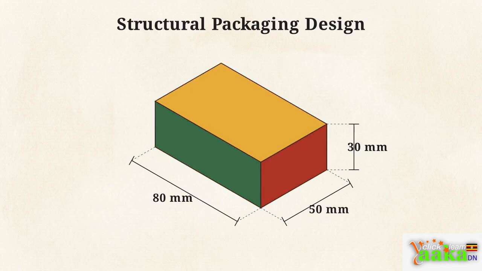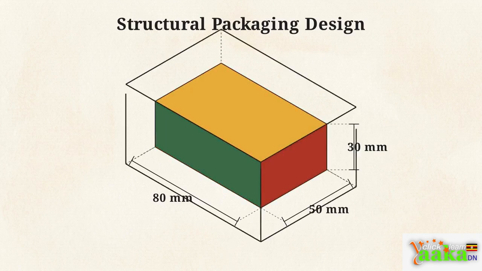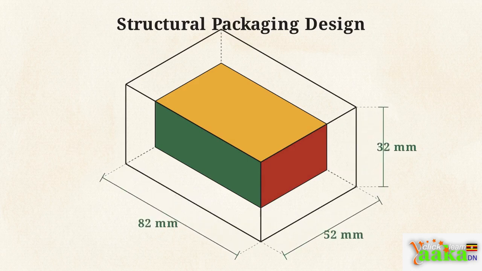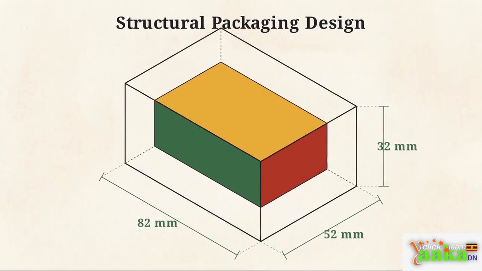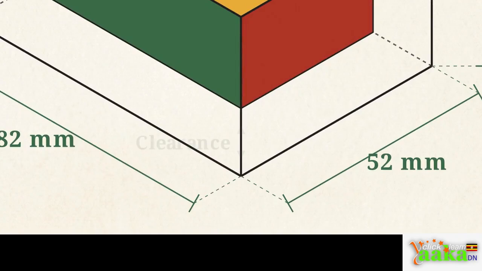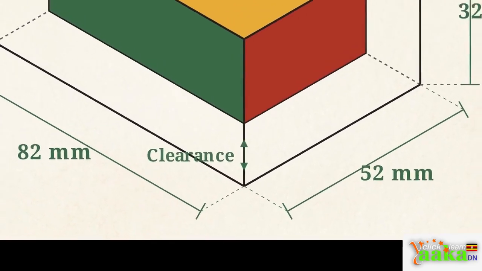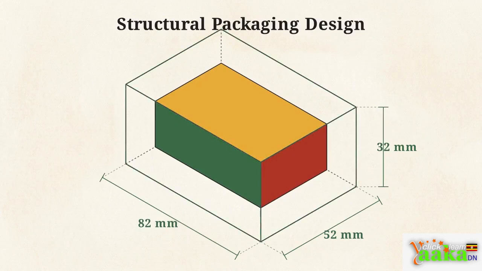You have to add clearance by increasing every dimension by 1 to 2 millimeters. This creates a tiny pocket of space so the product slides inside without tearing the paper. This extra space is the baseline of structural design. Once we have these adjusted dimensions, we have the wireframe needed to build the rest of the net.